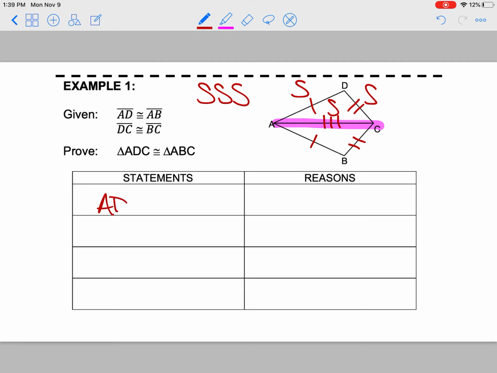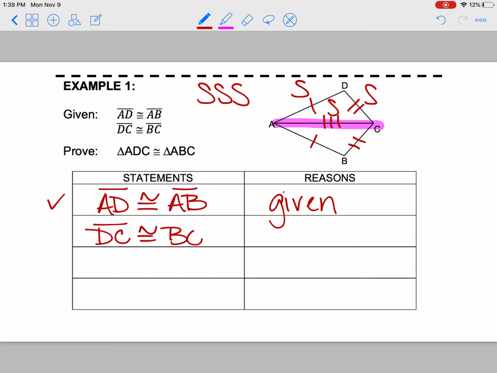Okay, so here's how this works. Take your first given, and we're going to write in the very first blank: AD is congruent to segment AB, and the reason is because it was given to us. And I'm going to put a little check mark beside that saying that is a congruency statement. Put check marks by congruency statements because once you hit 3 check marks, you know that you've proved them congruent.